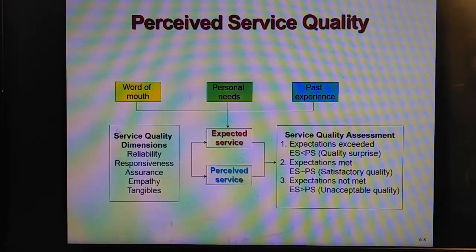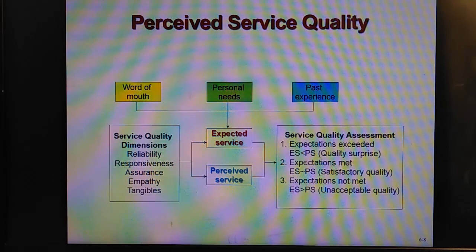On the left hand side here, as I discussed earlier, the service quality dimensions can be seen: reliability, responsiveness, assurance, empathy, and tangible. And then this is compared between your expectation and what you experience, the perceived service. This is the expectation, and this is your experience. And this will serve you in the assessment of service quality.